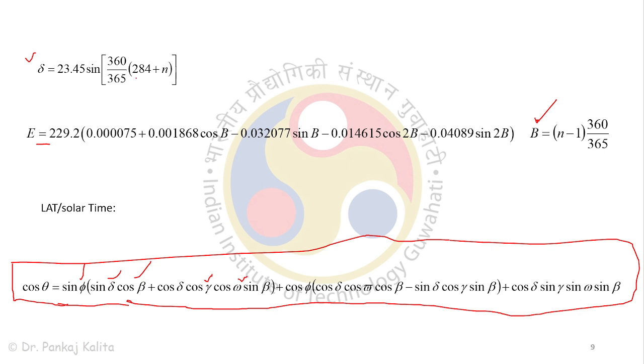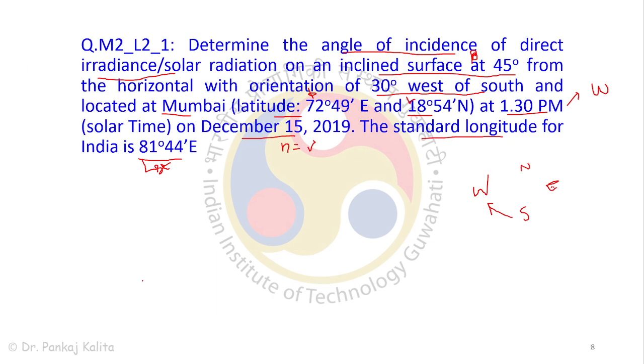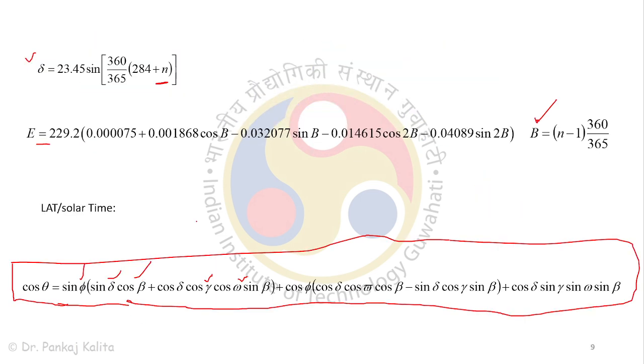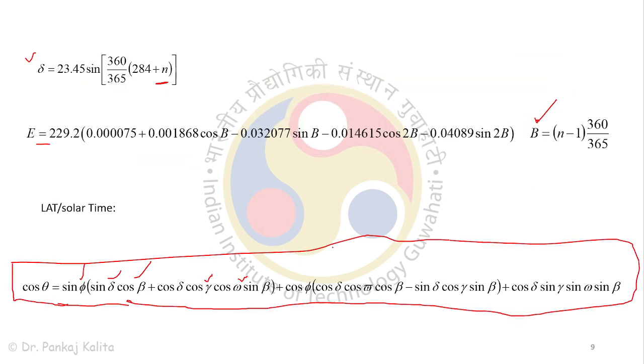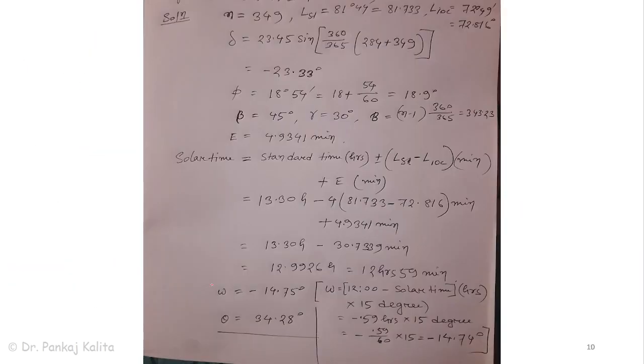So the declination angle you can calculate based on the day of the year. Beta is already given in the question, 45 degrees, I think, right? Omega you can calculate based on the time given here. And the azimuth angle is also given in the question. Now this is the solution to the question.